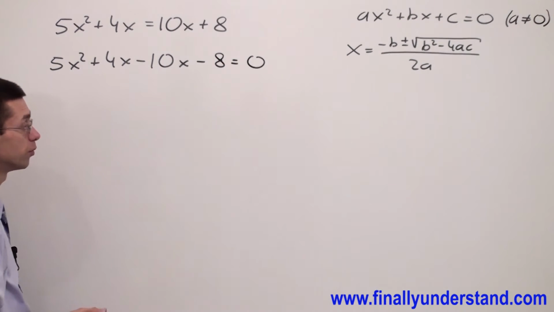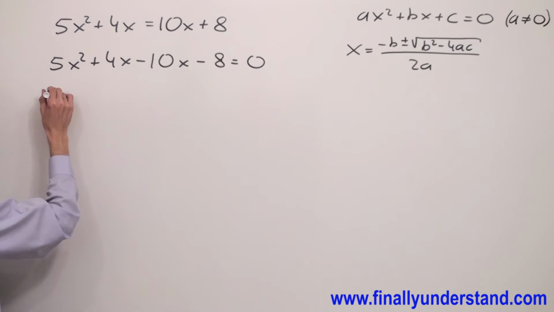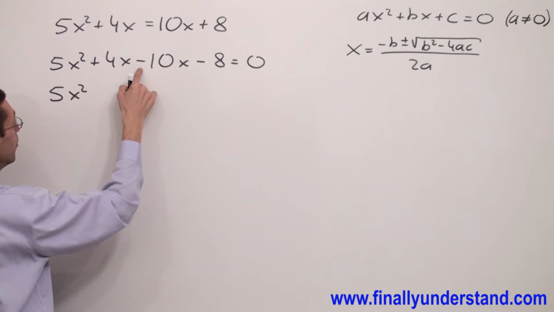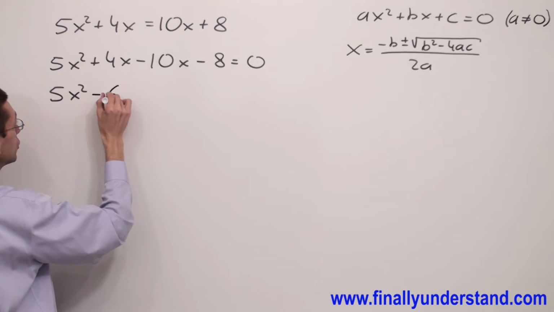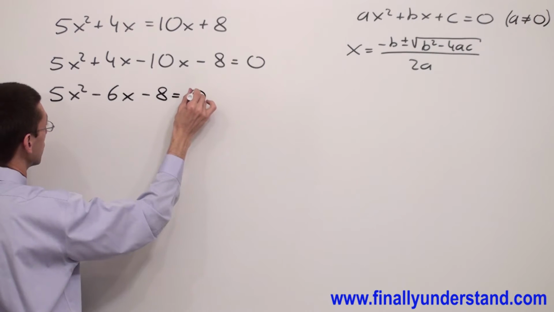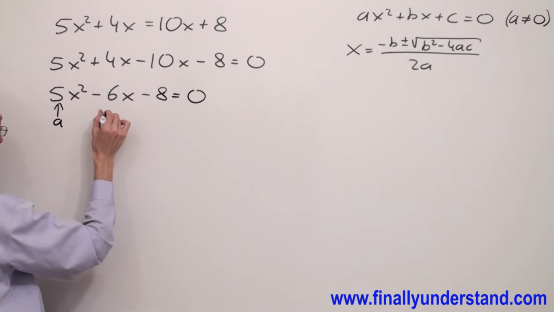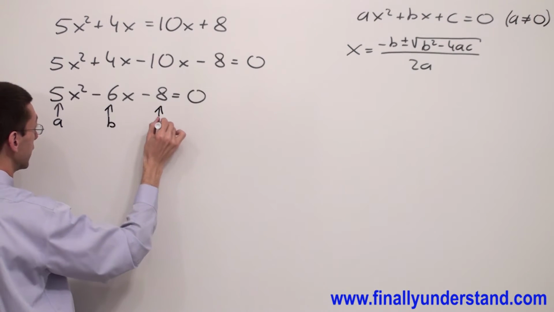Next, I'm supposed to combine the like terms. And I have 5x squared, positive 4x minus 10x is equal to negative 6x, minus 8 is equal to 0. This is my A. Negative 6 is my B. Negative 8 is my C.